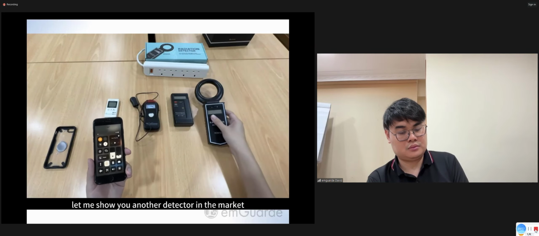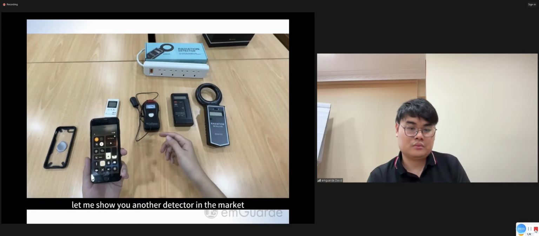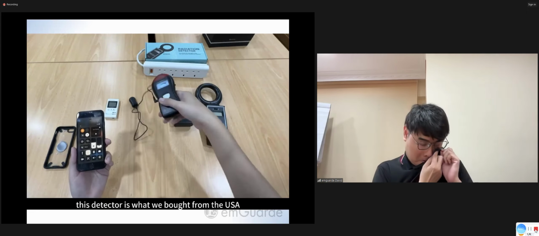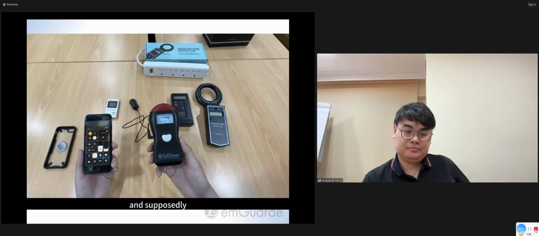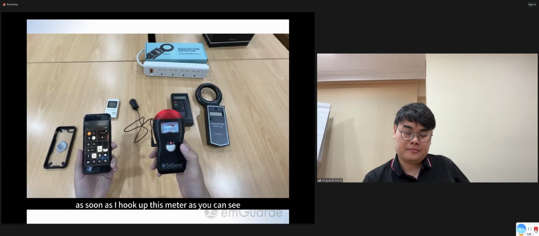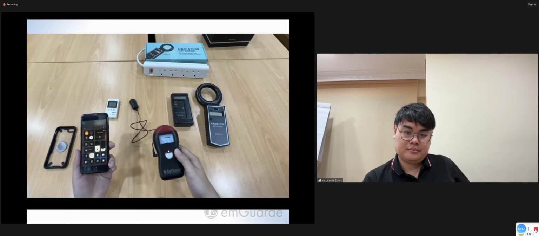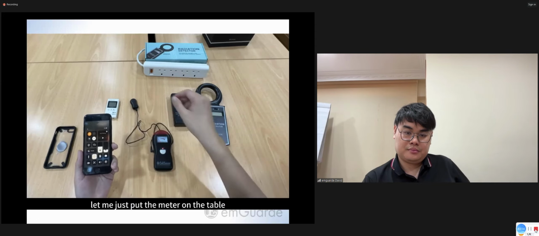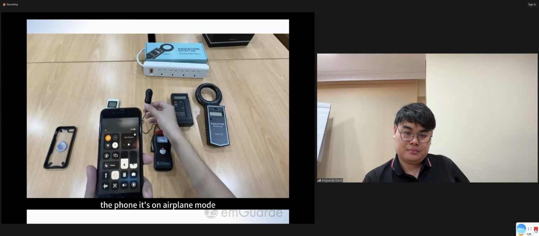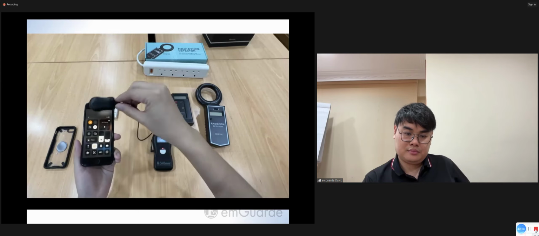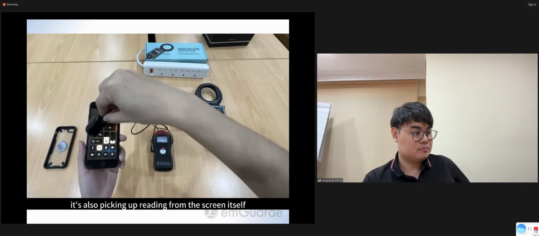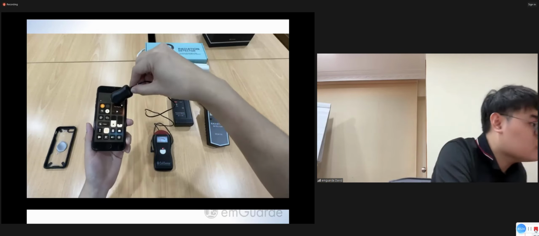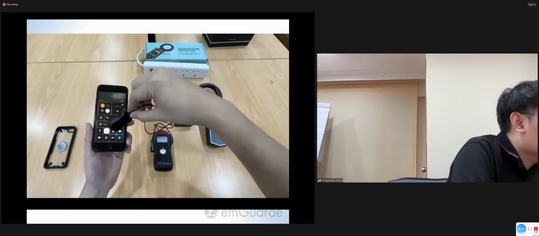Now, let me show you another detector in the market. This detector is what we bought from the USA and it's called the cell sensor. And supposedly this detector is able to pick up radiation from the cell phone, okay? But now, as soon as I hook up this meter, as you can see, let me just put the meter on the table. Now, the phone is on airplane mode. As you can see, it's also picking up reading from the screen itself. Okay.